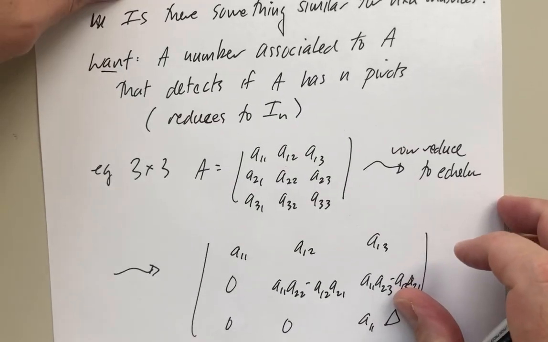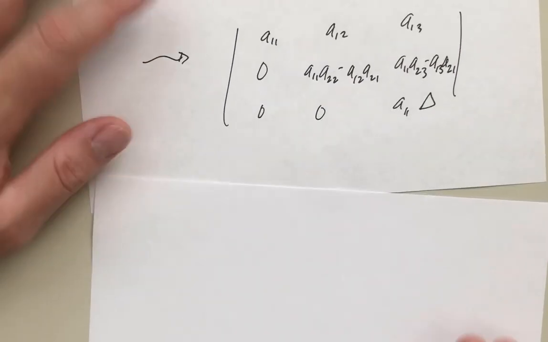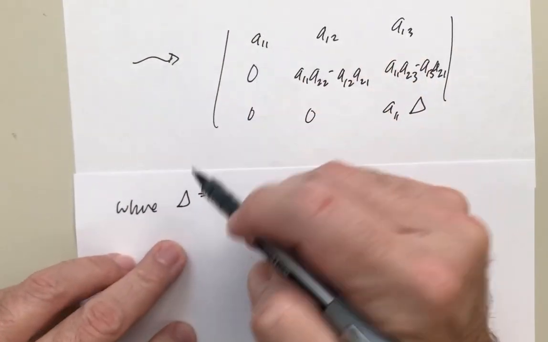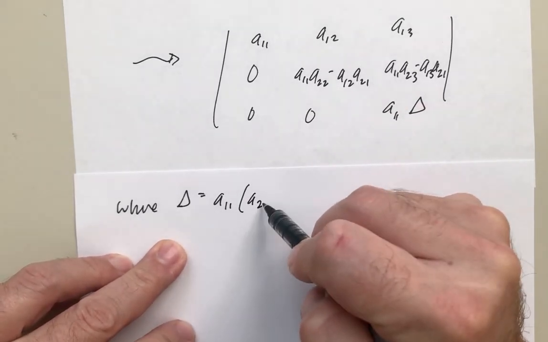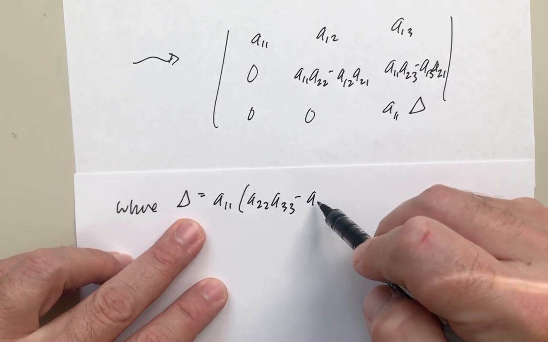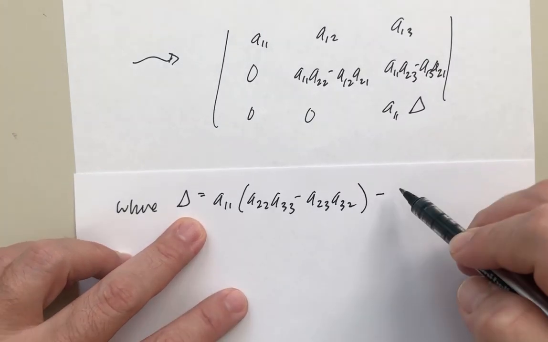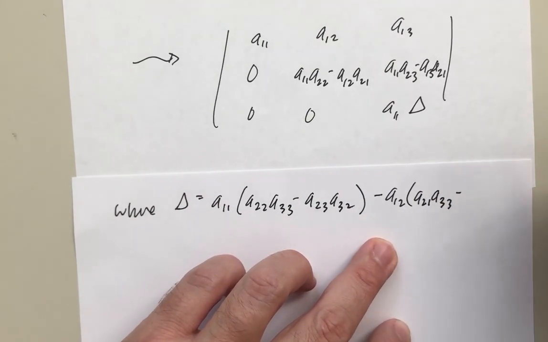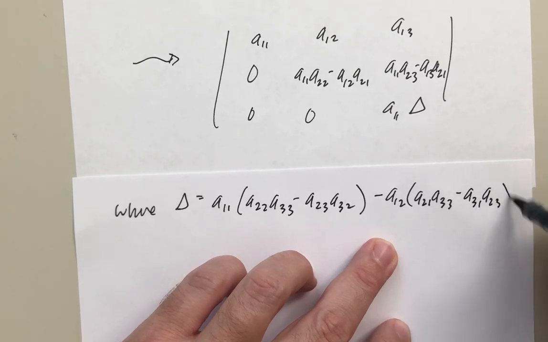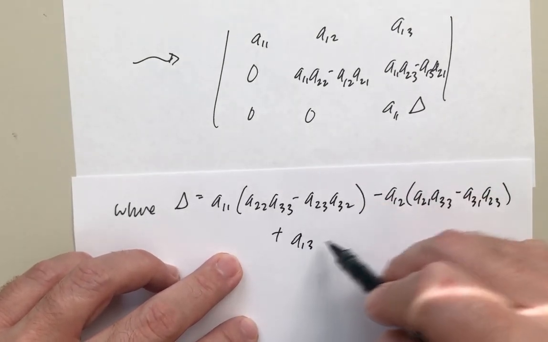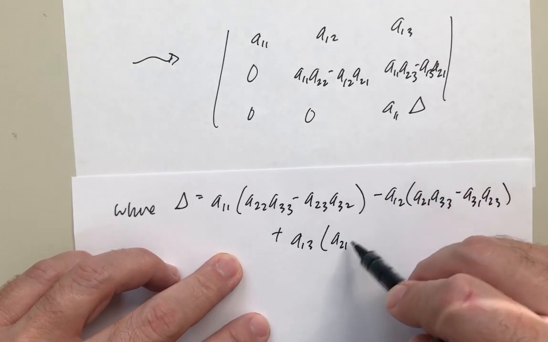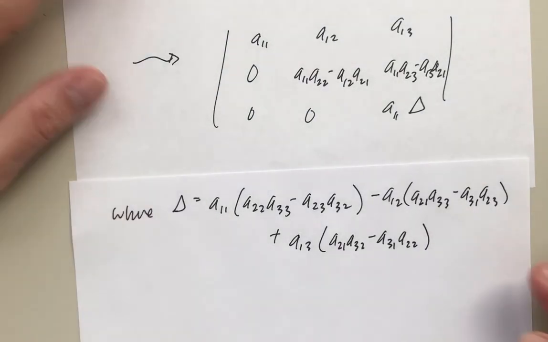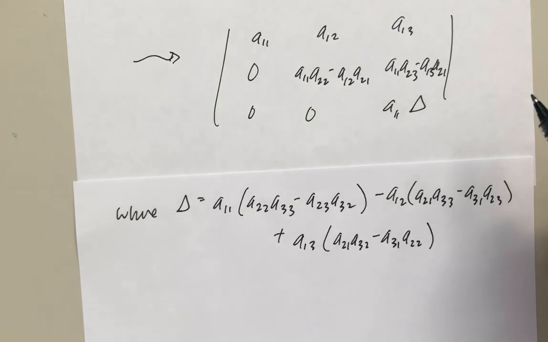Where delta, okay, delta is going to have a lot of symbols in it, but what is it? So delta is going to be A11 times (A22 A33 minus A23 A32), minus A12 times (A21 A33 minus A31 A23), and then one more term, plus A13 times (A21 A32 minus A31 A22). Okay, so like I said, it's a big mess, but let's see if we can find some patterns here.